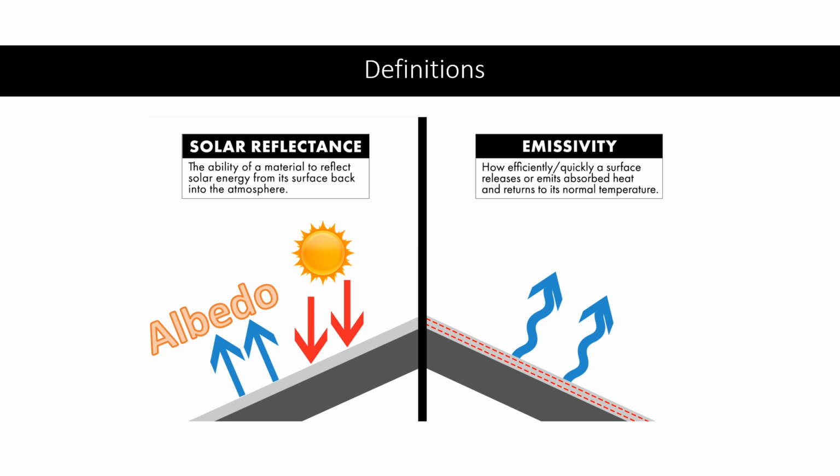Emissivity is a measure of how efficiently and quickly a surface releases or emits absorbed heat and returns to its normal temperature. Emissivity is determined on a decimal scale from 0 to 1, where 1 represents the most efficiently emissive material possible. In essence, the higher the number, the better it will be at cooling itself.